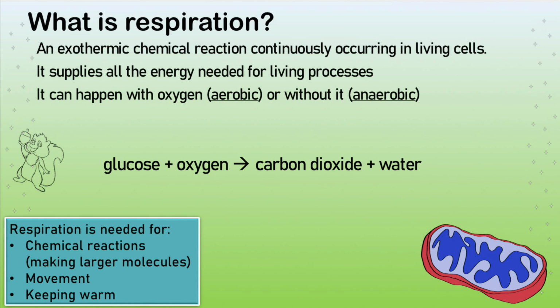So what is respiration? Well, respiration is an exothermic chemical reaction. Exo means exiting and therm means energy, so it's letting energy out as a chemical reaction. This is a reaction that's happening continuously in living cells, and every single living cell needs to get energy, and this is the process that they tend to use to get energy. And this supplies the energy needed for living processes, which are basically reactions. Living processes are either small reactions or long chains of reactions that work together.